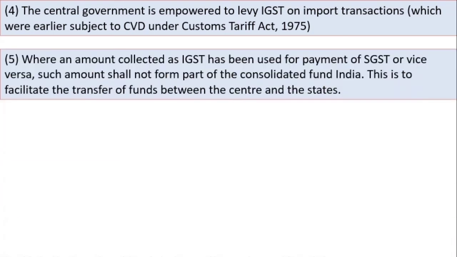where the amount collected on IGST has been used for the payment of SGST or vice versa, such amount shall not form part of consolidated fund of India. यानी अगर उसका सेट ऑफ IGST का सेट ऑफ SGST के लिए किया गया है तो वो कंसोलिडेटेड फंड का पार्ट नहीं बनेगा. दिस इज टू फैसिलिटेट द ट्रांसफर ऑफ फंड बिटवीन सेंटर एंड स्टेट. और ये सेंटर और स्टेट के बीच में जो फंड का ट्रांसफर करना है उसको आसान बनाने के लिए ये किया गया है.